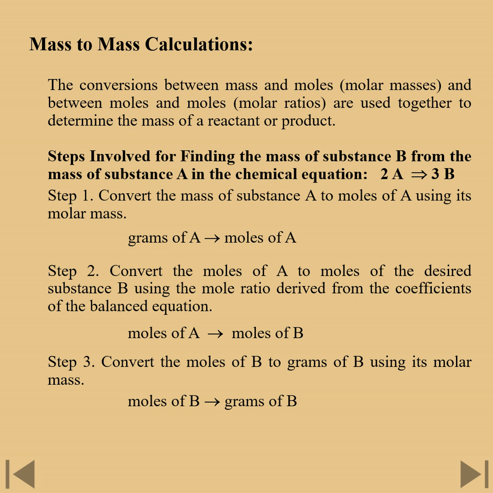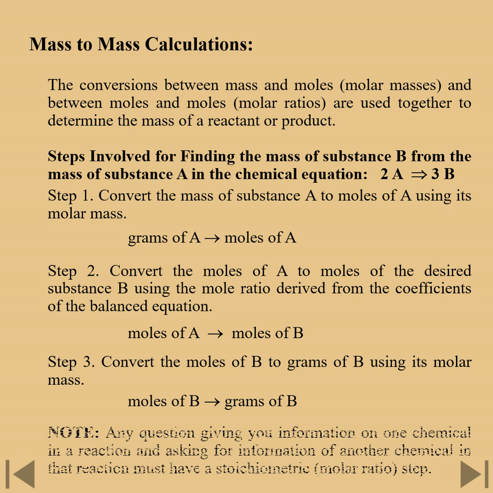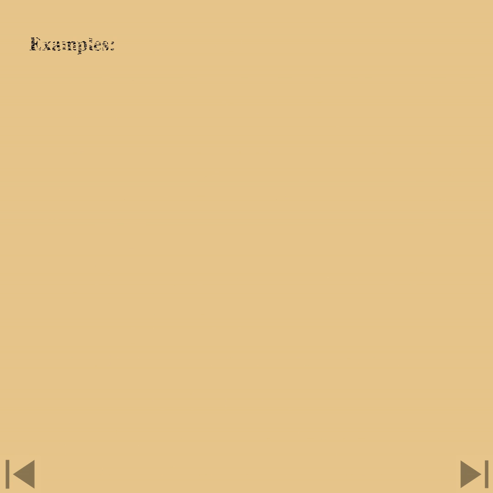Now, I would remind you one more time, if you're ever given information on one chemical, you've got 100 grams of A, and yet asked for information on another chemical, how many grams of B are formed, the only way to relate one to another is from a molar ratio step from the balanced chemical equation. So your first step, if you're not in moles, is to get to moles. And when we have other ways to get into moles, we'll have other examples of stoichiometric calculations.